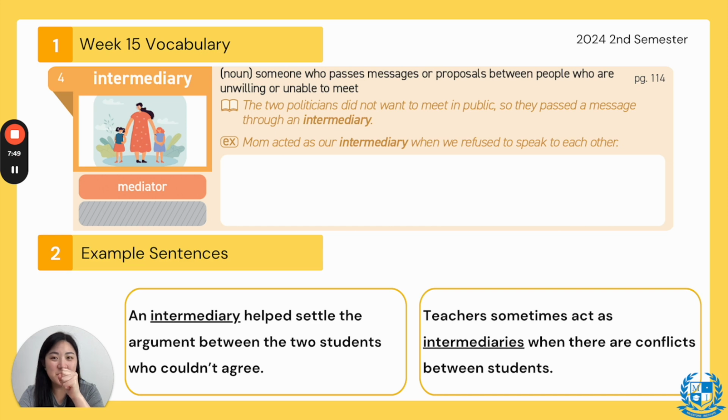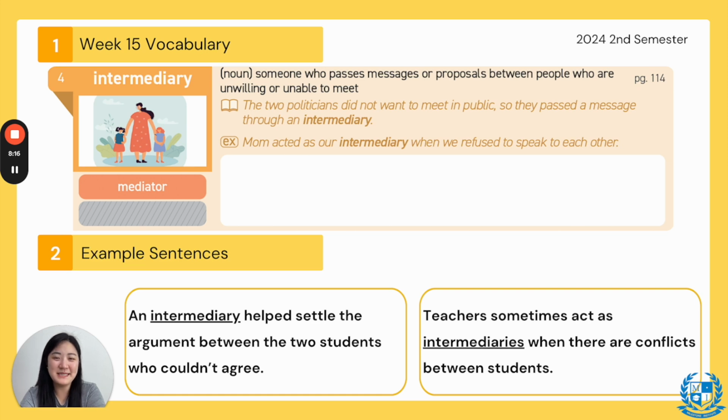The middle person who is trying to solve the conflict or problem between these other two people who don't like each other. Intermediary, middleman. In our TED Talks, it says the 2 politicians did not want to meet in public, so they passed a message through an intermediary. So this person in the middle, they go back and forth and just, here's your message. Oh, okay, here's your message. Just goes back and forth.